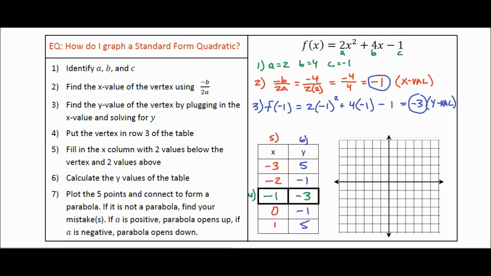So let's go ahead and plot the points. I've got -3, 1, 2, 3, 4, 5, and -2, -1, oh, that's not -2, -1, let's try it again. Here is -2, -1, -1, -3, 0, -1, and 1, +5.